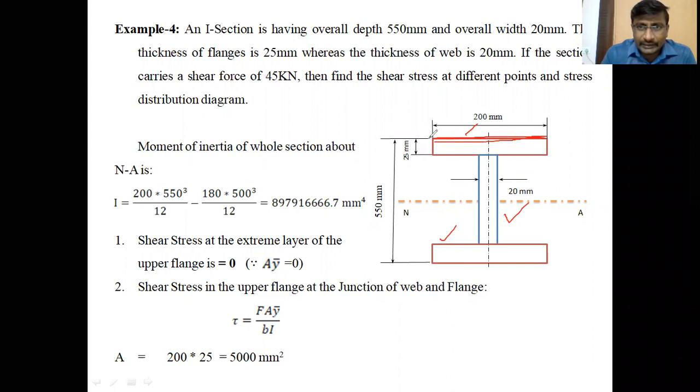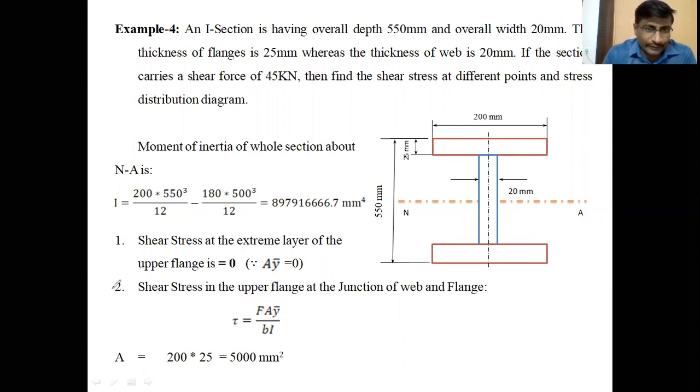By considering the EF layer at this place, there is no area beyond this, no area above this to slide on this surface. Therefore, A y bar is also 0 at this layer. Therefore, shear stress is also 0 at this layer, because the formula is F A y bar by B into I. In this, A y bar is 0 at this layer, because there is no area to slide on this surface. That's why shear stress is 0 at the extreme top layer.